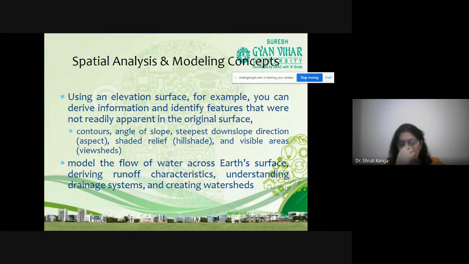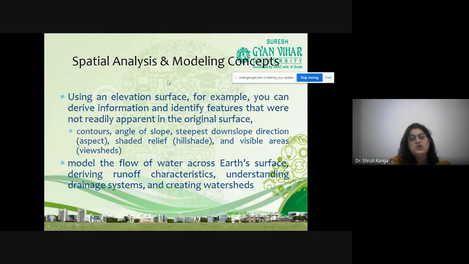So we can use commands in the software, in the spatial analysis, where we can opt for contour extraction, and we can go for slope, aspect, elevation, viewshed, hill shade, these kinds of properties for a particular feature identification. Then we can also model the flow of water across the earth's surface, deriving its properties related to the runoff characteristics. We can also understand the drainage networks, drainage systems of a particular area, and we can also plan different watershed planning in a particular area.